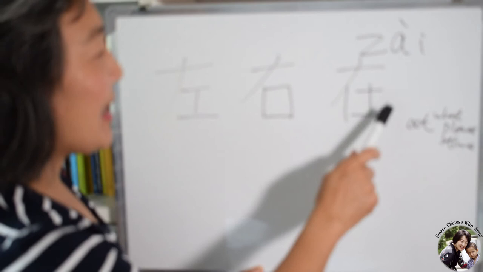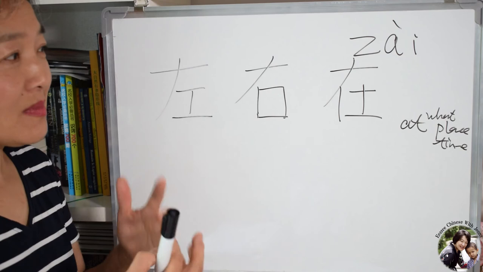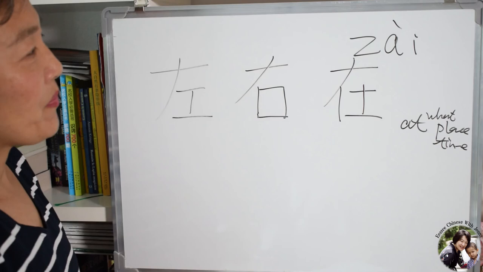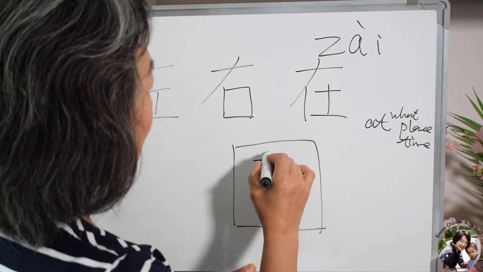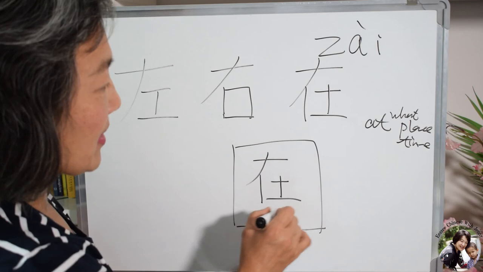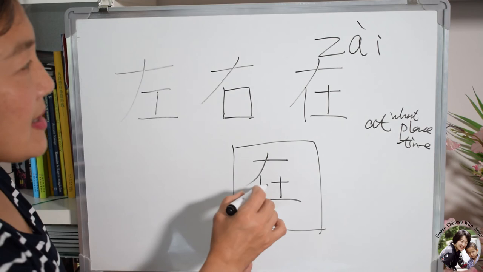This means at. Normally it describes at what time or what place, you always start with this character. The pronunciation is zài, the fourth tone. This part is similar, it's actually the same. 横撇, but then 竖, 横竖, 横. This also looks like the character we have learned, soil or earth, 土. 在, at.